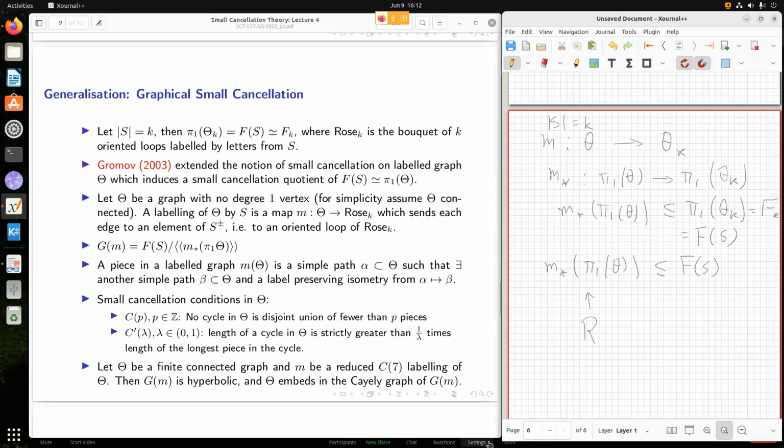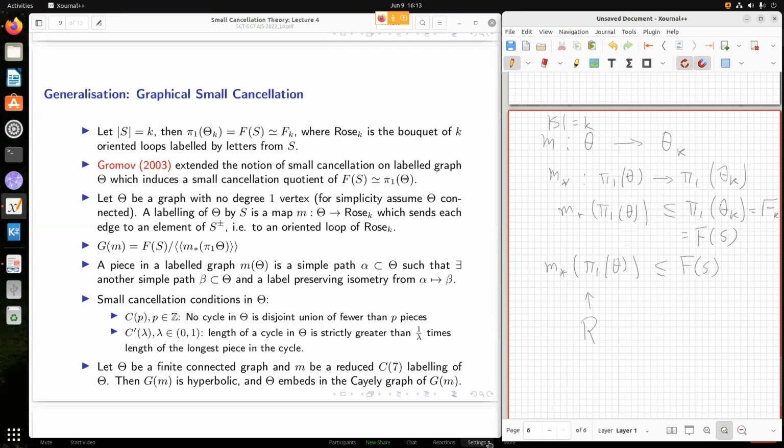So here he talked about a piece, and a piece here would be, this is a label graph. The image of this graph is a label graph. So each edge there you have a label. Fine. Now a piece here in the label graph is just a simple path in theta. You're not looking at the path in theta k, where the image lies. Looking at a path in theta, that path would get, via the map M, a label, right? So if alpha is a simple path in theta, you will get a label for that via M.